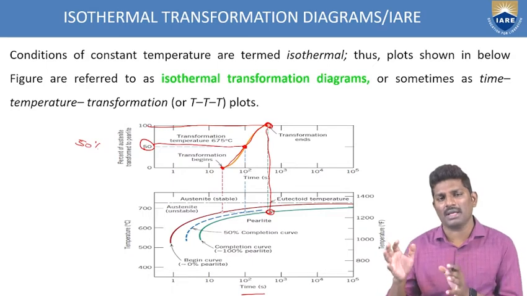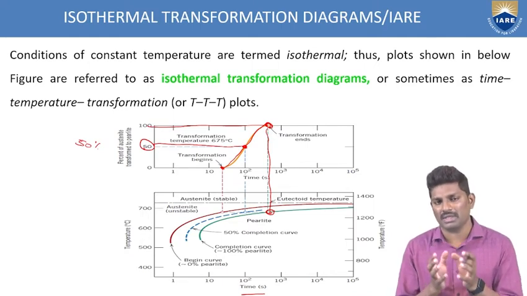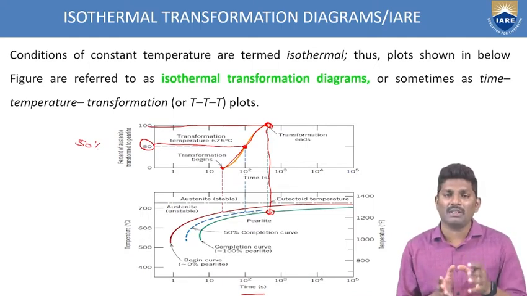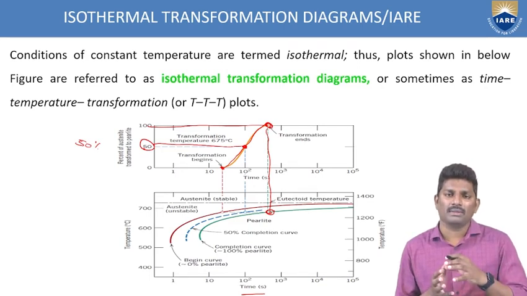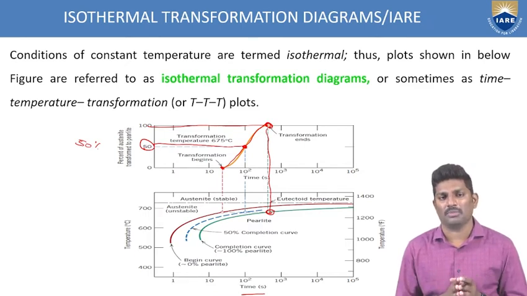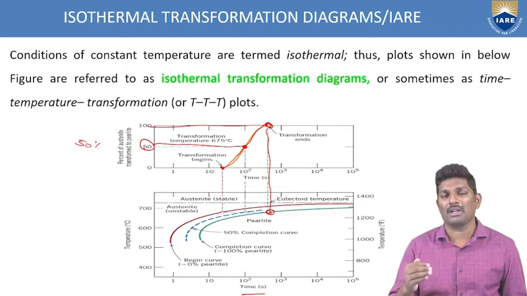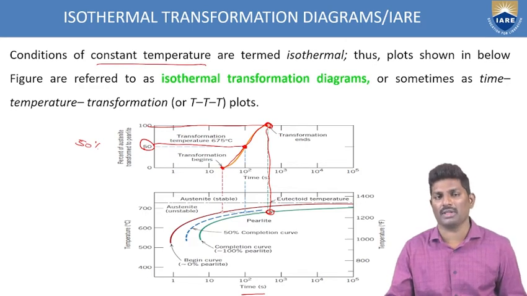In the iron carbide diagram, you are showing the microstructure of each zone, each phase, and how it is transforming. But the TTT plots show how the transformation happens with respect to time and temperature. So those are called the TTT plots. That is called isothermal plots. When the temperature is constant, it refers to isothermal.